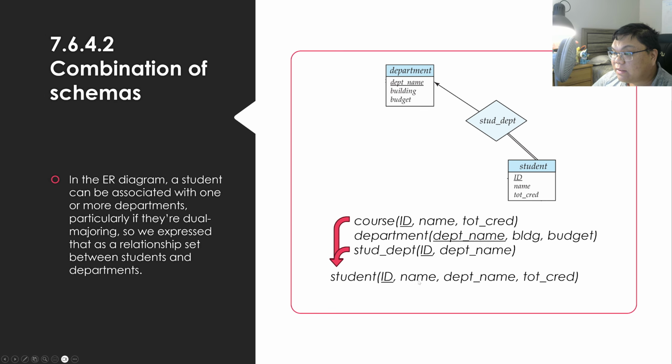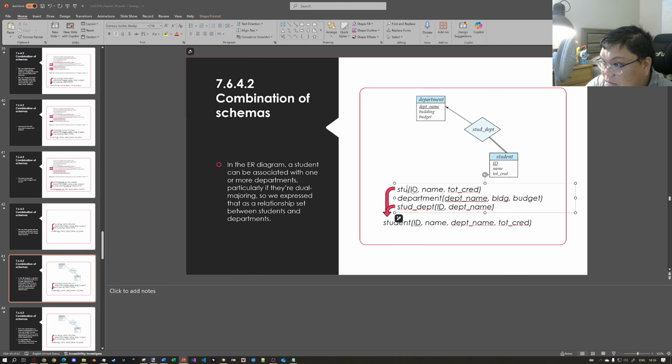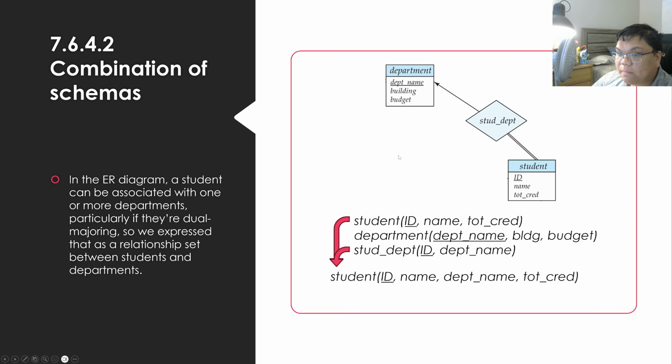Let's look at the one for student and department. In the ER diagram, a student can be associated with one or more departments, so we express that as a relationship set between students and departments.